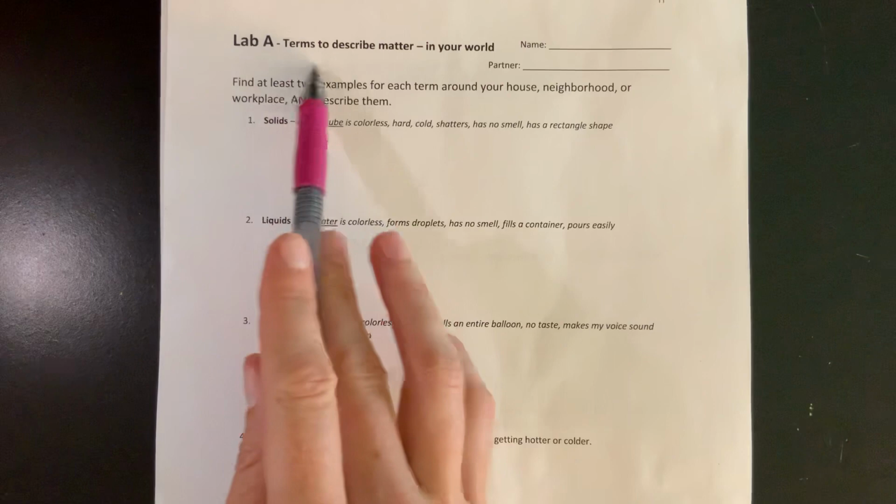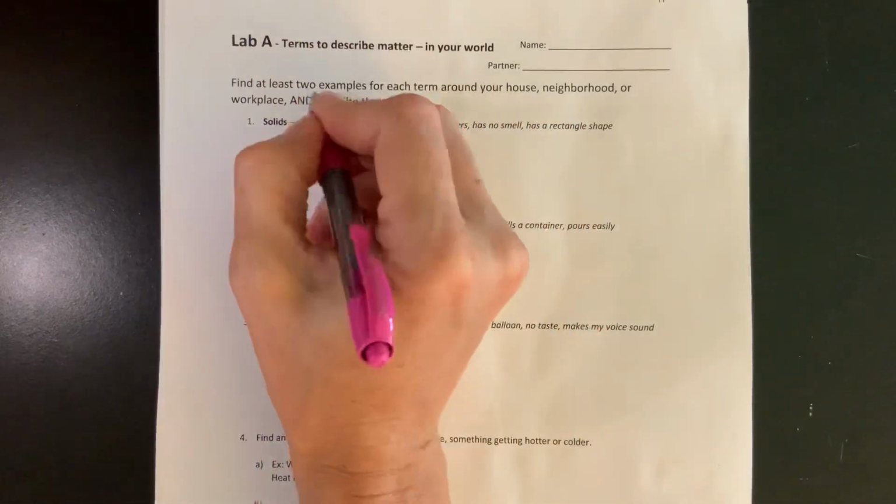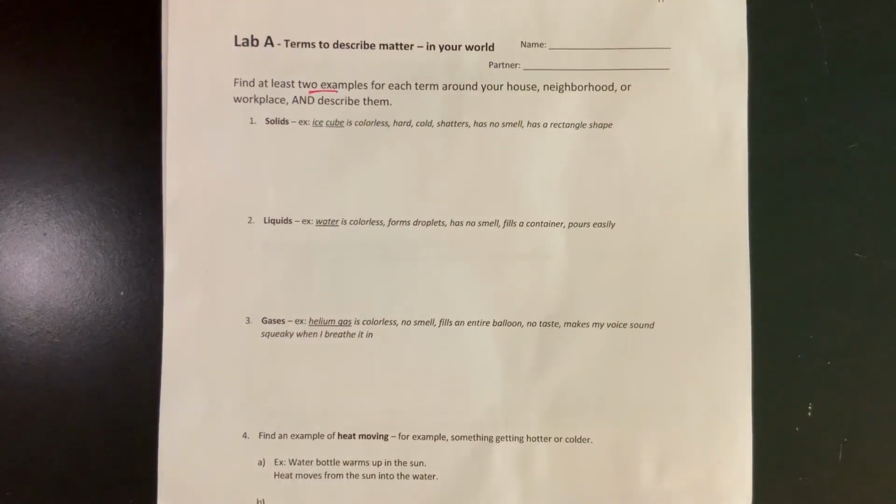Hi, all right, so in this lab, you're just gonna practice using some of the terms that relate to chemistry around your particular little corner of the world. So for each of these items, you're gonna find at least 2 examples, not including the ones I give you, from around your house, your neighborhood, work, whatever. So for example, you might find a solid.